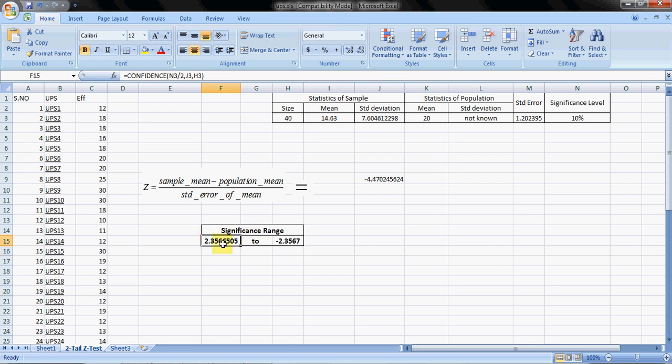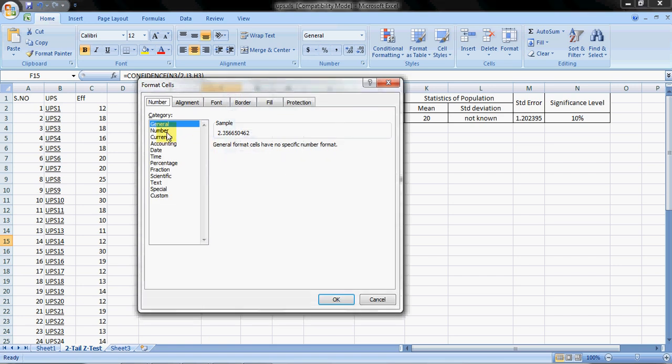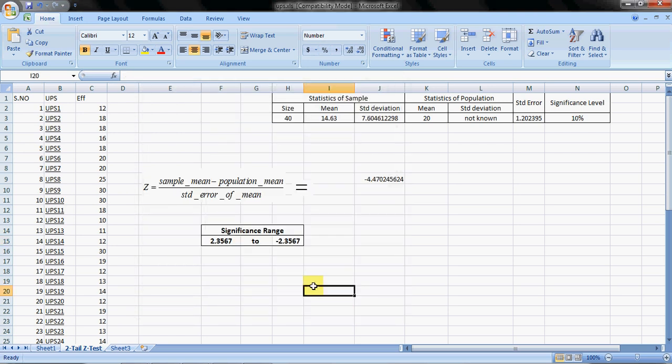You can also increase the decimal places, say to 5 or 4. So plus 2.3567 to minus 2.3567, this is the significance range. So let us check whether our z-test value falls between the range of these two values. What we can see over here is that minus 4 is out of this particular range.